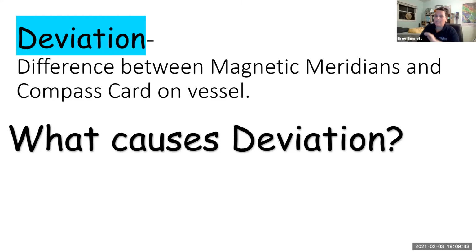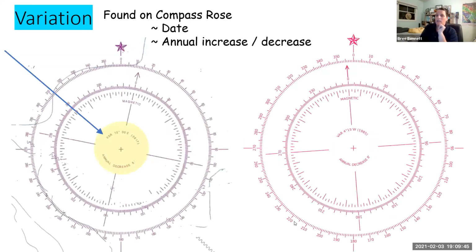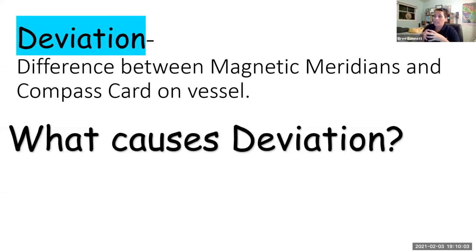So I'm going to go back for a second. Again, we have the true North Pole, and then our magnetic North Pole, and then we're going to add in deviation because our boat might be affected, the compass card itself being pulled to the right or the left, and that's what deviation is. So what can cause deviation? Throw some things out there.